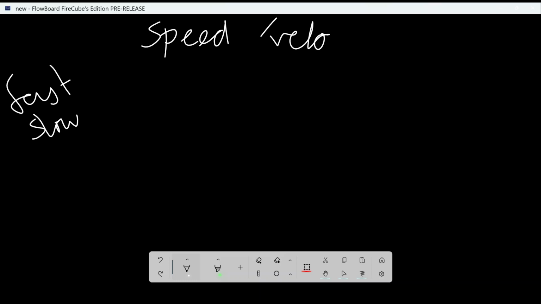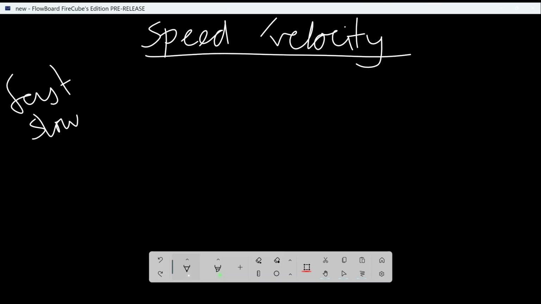Okay, now we've got two ways to measure how fast or how slow an object is moving, and those two ways are speed and velocity, and many times we use them interchangeably, but there's a slight difference in the meanings of these words.